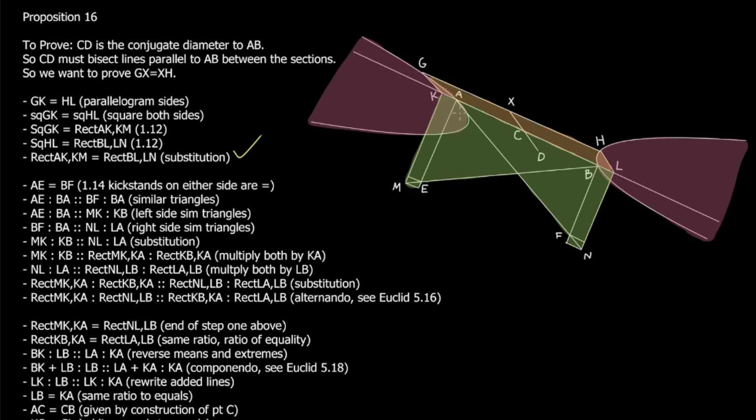So in step 2, we're going to start out with AE equals BF. AE is here, and BF is here, and they're both our kickstands or upright sides, whatever you want to call them. And from 14 we proved that in a hyperbola the kickstands on either side of the section are equal, so these are equal. Then we have as AE is to BA, BF is to BA. Now I wrote down similar triangles here, but actually it's just AE and BF are equal. AB is the same line, so equal has a relationship to the same thing as equal has a relationship to that same thing.